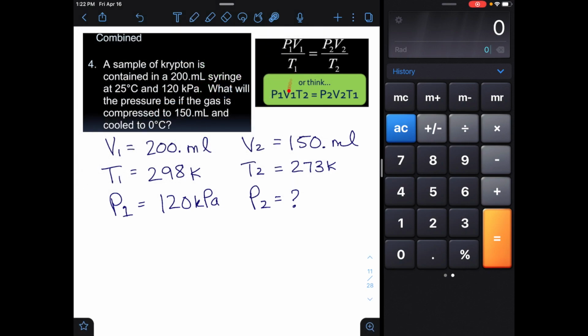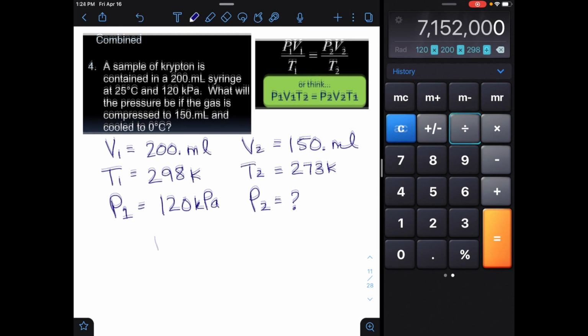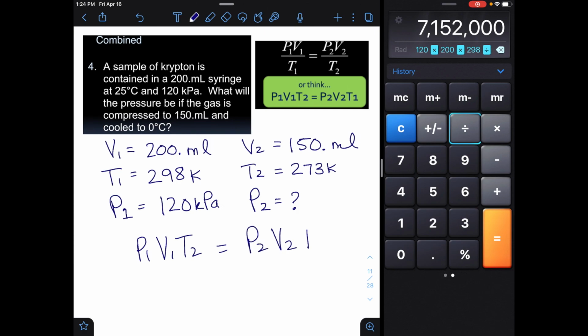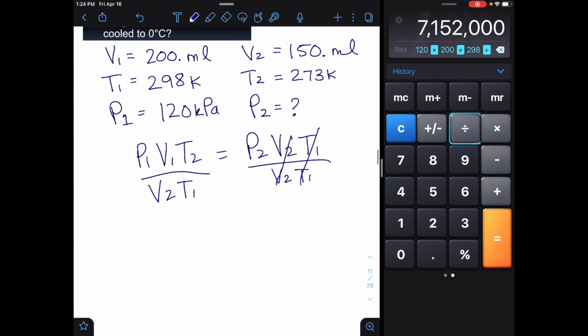And like I said, this is where this one comes in handy if you're not great at algebra, because in this case, I need to get P2 by itself. So writing this out, I get P1 V1 T2 equals P2 V2 T1. So in order to get P2 by itself, I divide by V2 and T1, cross that out, divide by V2 and T1. I end up with P2 equals P1 V1 T2 divided by V2 times T1.